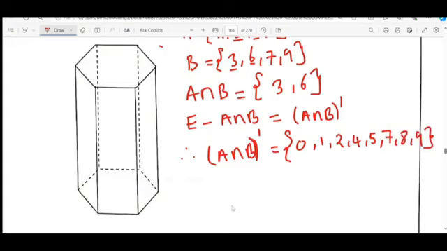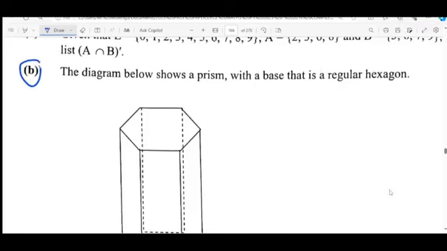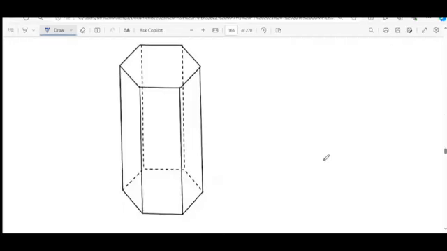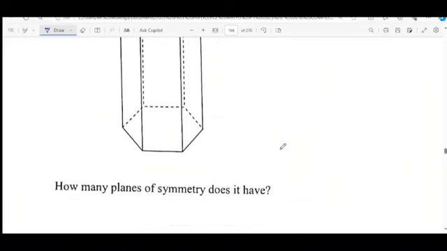This is our answer. Our question B right here reads, the diagram below shows a prism with a base that is a regular hexagon. As you can see, this is our diagram showing the regular hexagon. This regular hexagon has 6 sides, meaning that whichever way you cut it, equal parts are going to be produced. So the question is, how many planes of symmetry does it have?